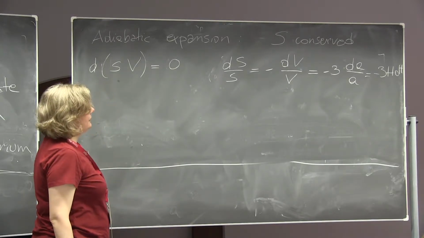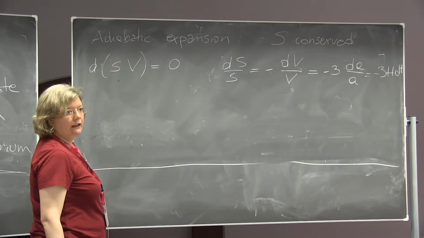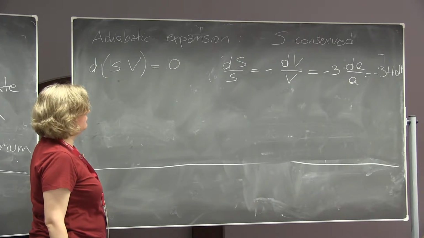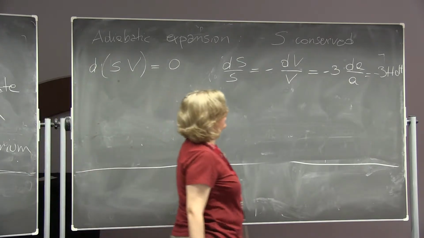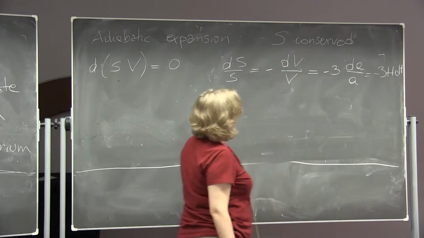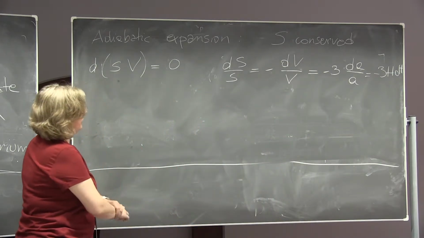This means immediately that you can write down the behavior of the entropy. It goes like 1 over a cubed. And this is one of the important relations.